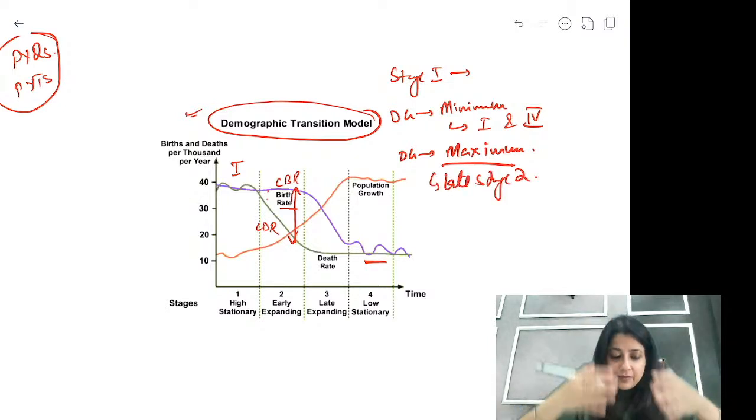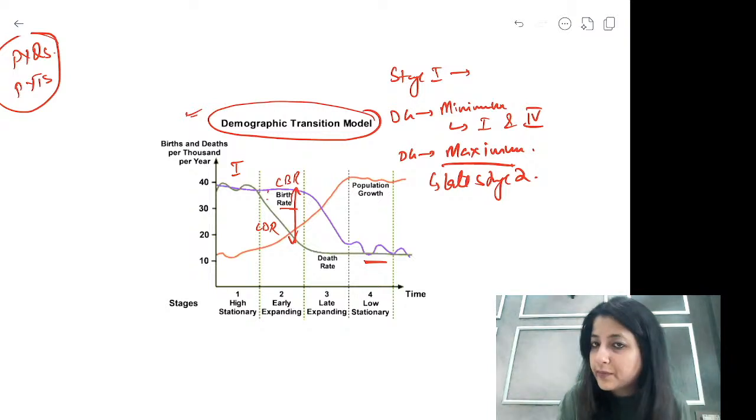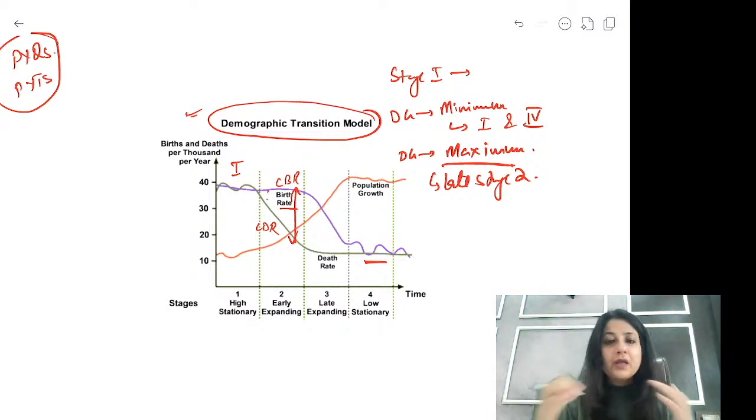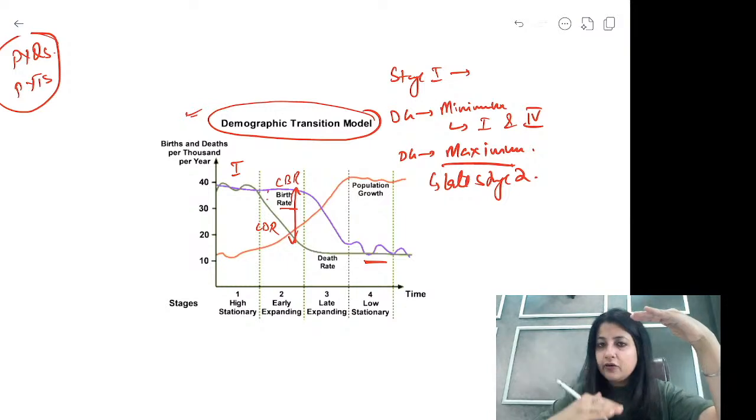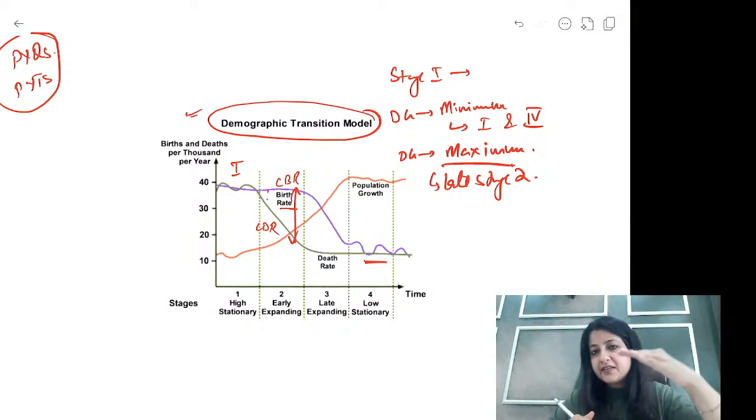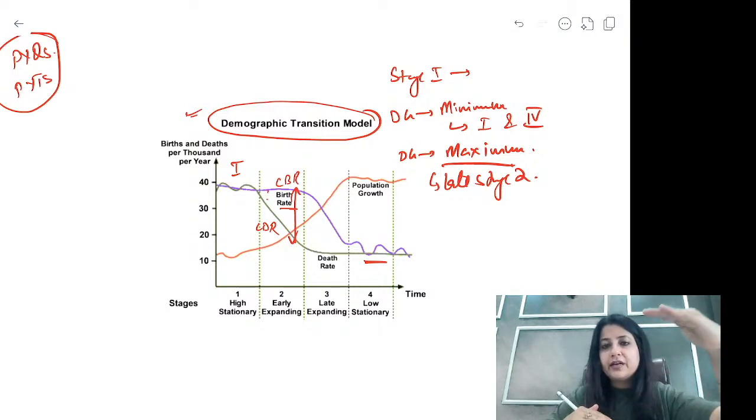Okay, where is the maximum? In late stage 2. All right. Then what happens in stage 3? In stage 3, deaths continue to decline, keep declining, and births for the first time start to decline. So can you see this gap is going to reduce?